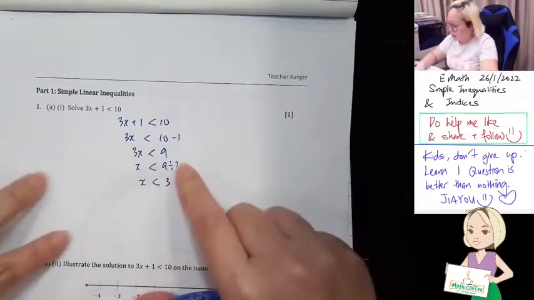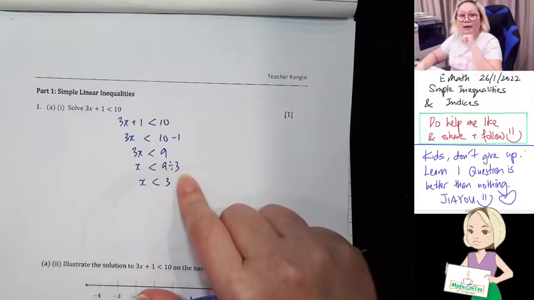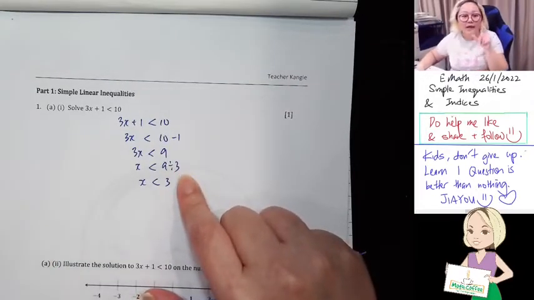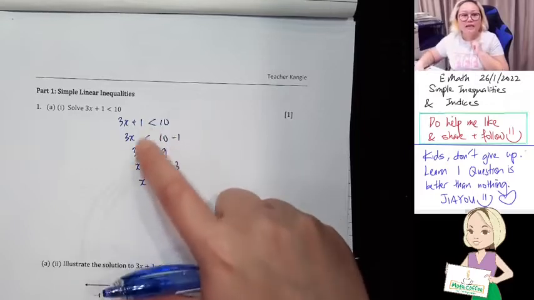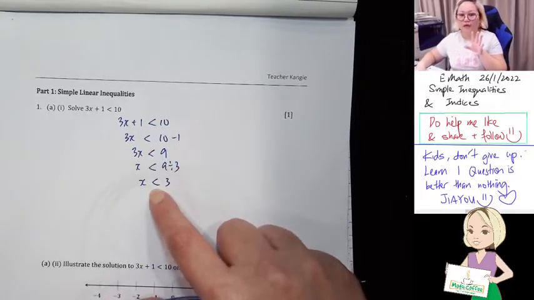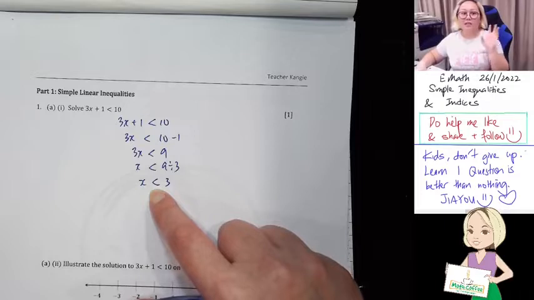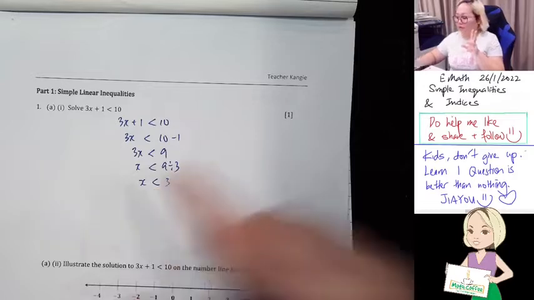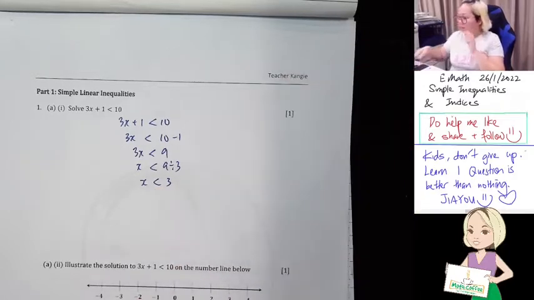So you see, when you divide or multiply by a negative number, then you need to flip the mouth. Now it's less than, because I divide by a positive, so I don't need to flip the mouth. So that's the difference between equation and linear inequality. When you multiply or divide by negative, you need to take note to flip the mouth.